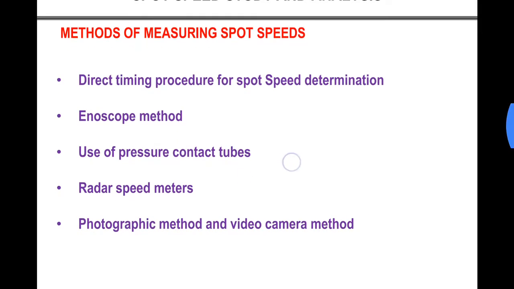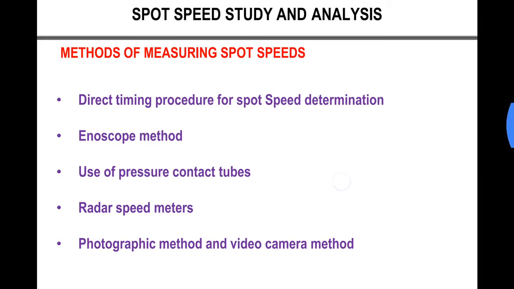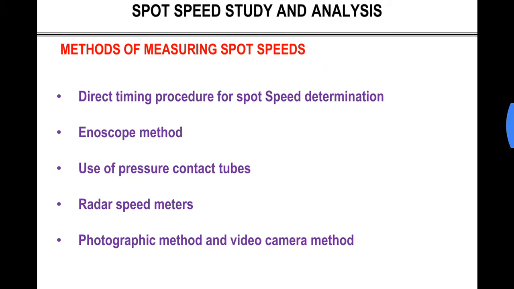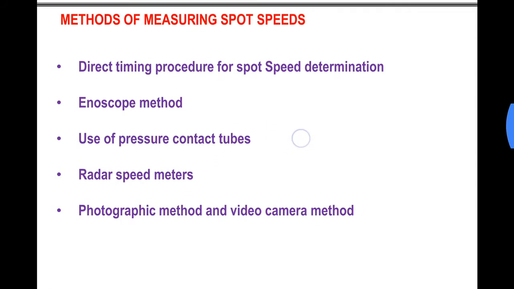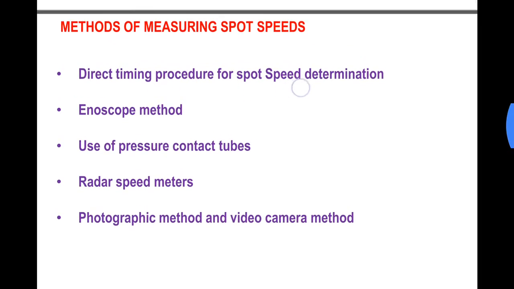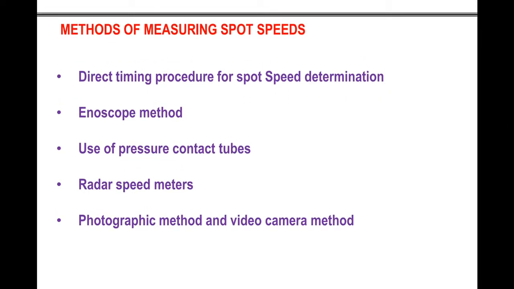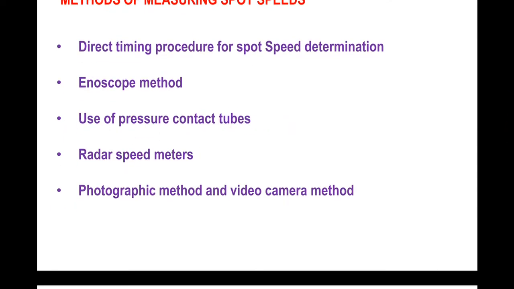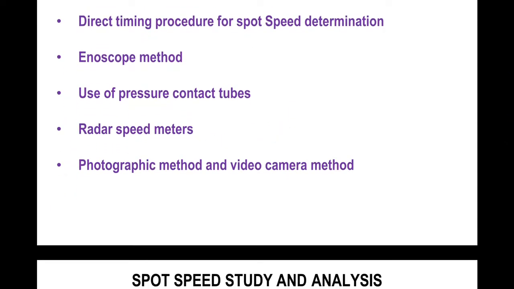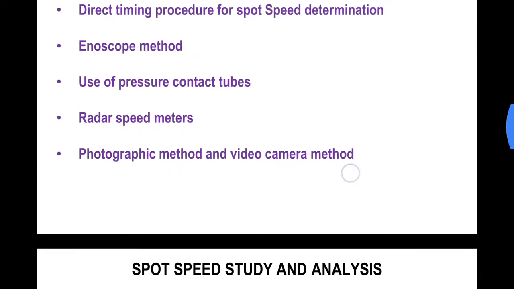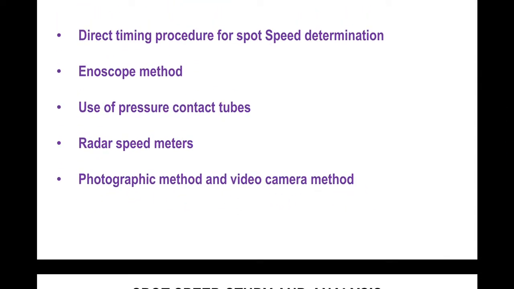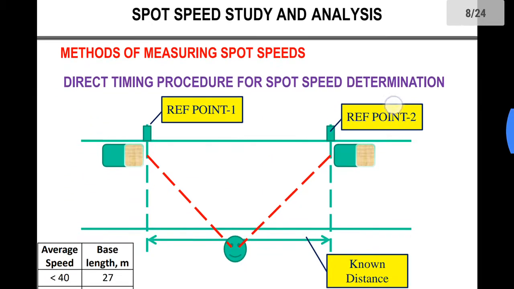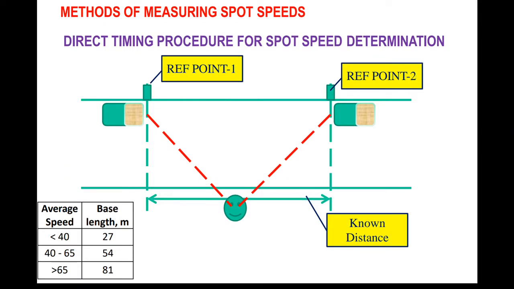We'll now move ahead and have a look at the methods of measuring spot speeds. There are a few methods that we use, which are direct timing procedure for spot speed determination, scope method, use of pressure contact tubes, radar speed meters, photographic method, and video camera method. Okay. So the first one is the direct timing procedure for spot speed determination.